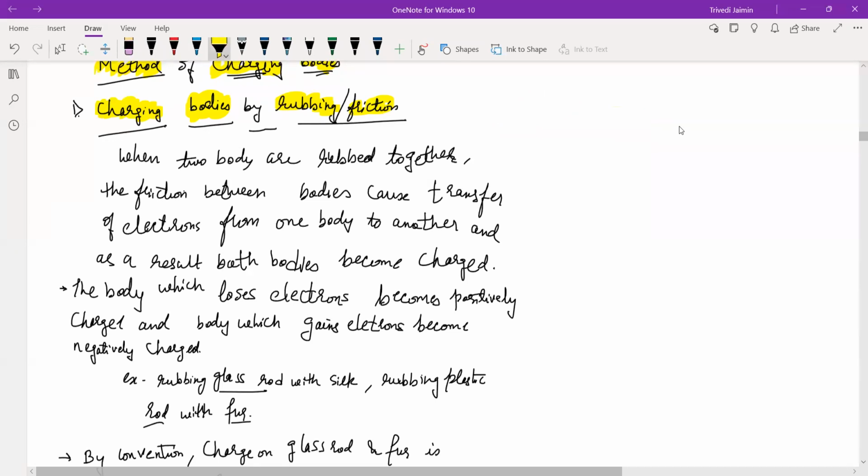Okay, let's come back to our topic: charging bodies by rubbing or friction. When two bodies are rubbed together, the friction between them causes transfer of electrons from one body to another. As a result, both bodies become charged, one positively and the other negatively. When a body loses electrons, it becomes positively charged, and when a body gains electrons, it becomes negatively charged.